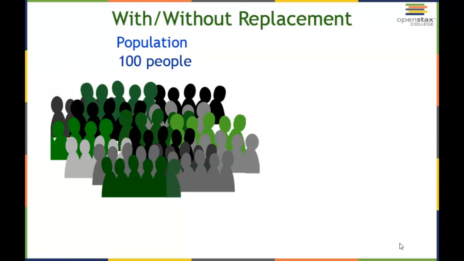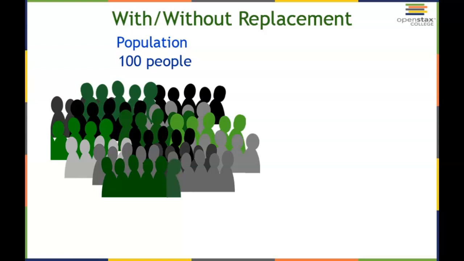With replacement gives you an opportunity to select that same person again. So you have to be aware, if you're putting the person back in there, there is a possibility that you will select them randomly again.